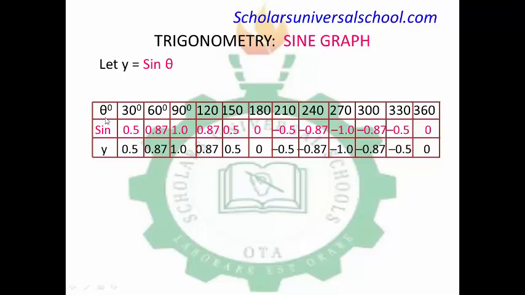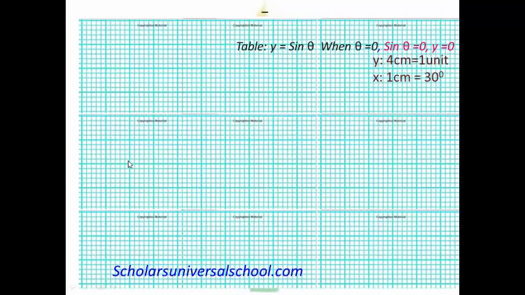So with this, we have used the values of theta, which are 30 degrees to 360 degrees in that order, to get sine theta. And having got sine theta, automatically we have got our value of y. So let us proceed. We can now plot this on a graph.